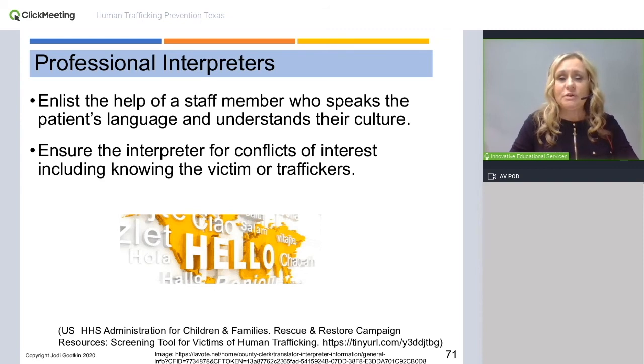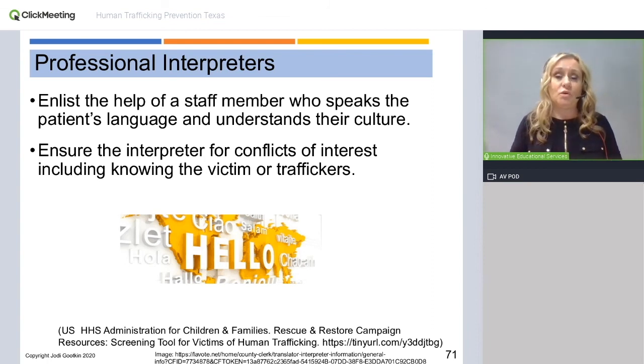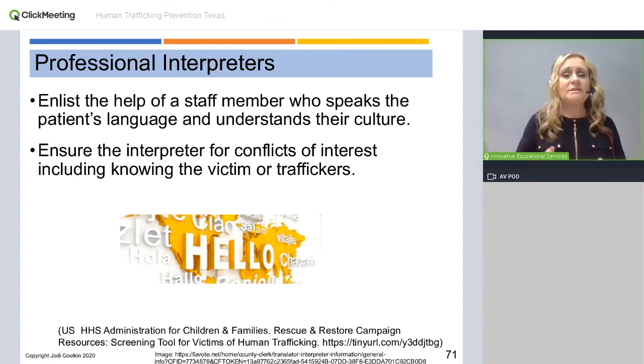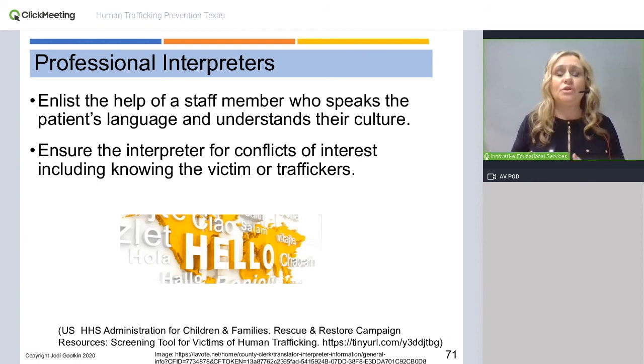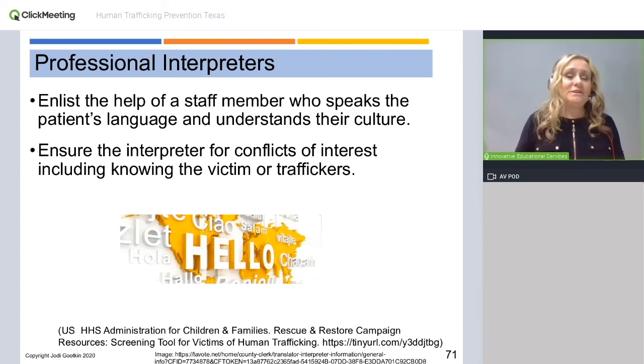As you're engaging with the patient or the individual, you need to determine if they're not communicating with you and someone else is doing that for them. Is it because they have a language barrier, or are they being controlled? If you get the sense that they're being controlled, you don't want to use that individual accompanying them, who may be the trafficker, as your interpreter, because the information will not be accurate.